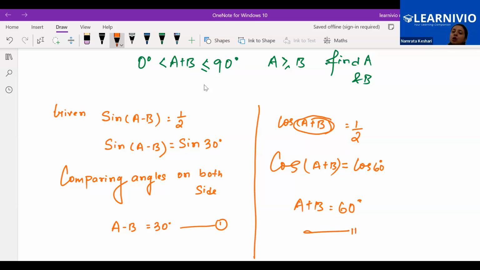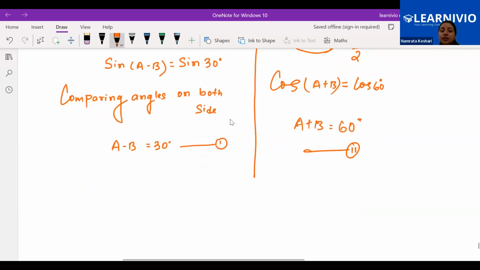Now you have to solve these two equations. We ended up getting a pair of linear equations in two variables. We got A minus B as 30 degree, A plus B as 60 degree. We just have to solve it and find the values of A and B. If degree is there, no worries. The way we do addition and subtraction of basic whole numbers, similarly we will treat the degree. Please find the value of A and B and let me know what you are getting.